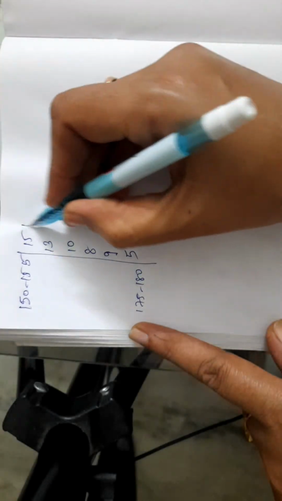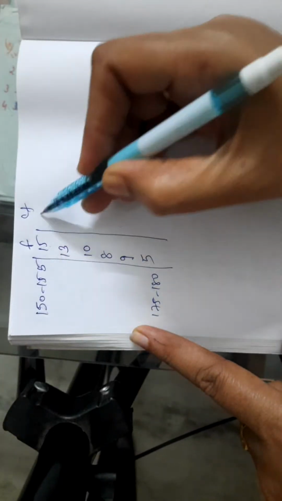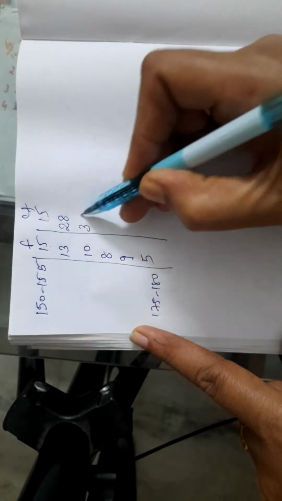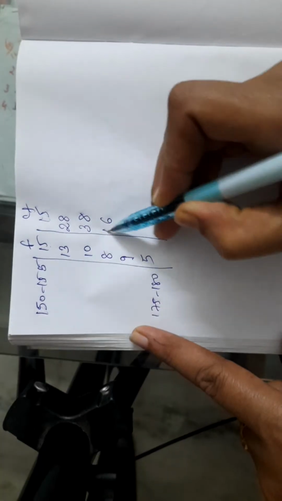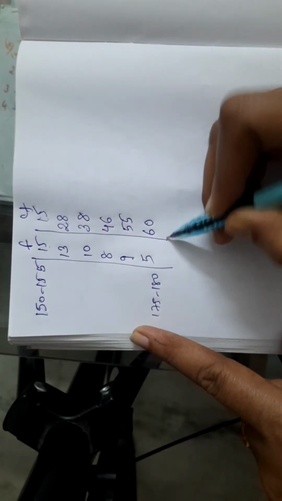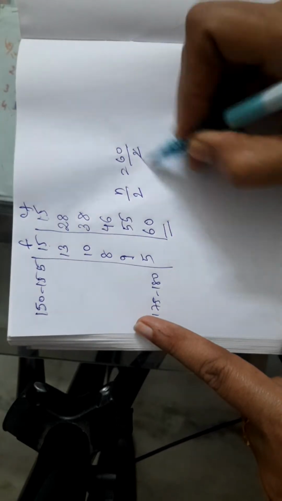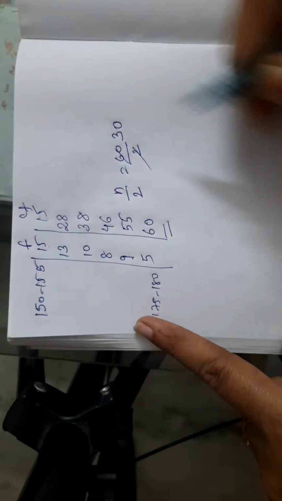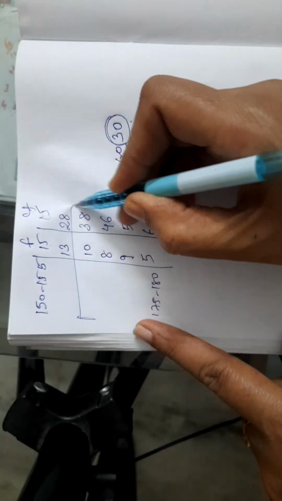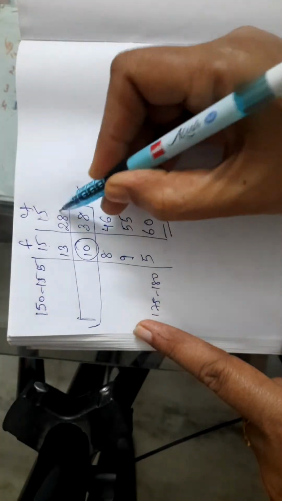Whenever we calculate median, we need to find out CF. Here it is F, CF. First number to be taken as it is. Add them together: 28, 38, 46, 46 plus 9 is 55, then 60. N by 2, 60 by 2 is 30. We need to see the number which is just more than 30. So the column is 38. So this will be the frequency, this will be the CF.